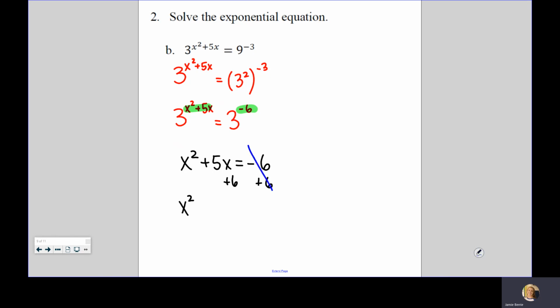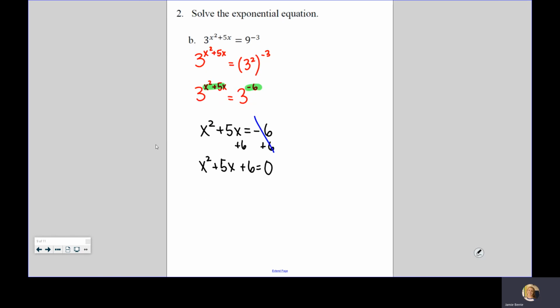You could also complete the square if you wanted to, but that would be a lot of work for this problem. We can factor this pretty easy. What are 2 numbers that multiply to give you 6, but add to 5? 3 and 2. Why not 6 and 1? Yeah. So those would add to 7.